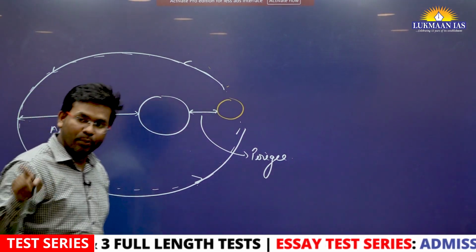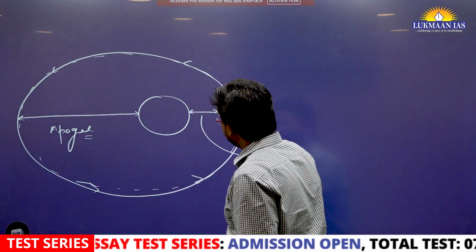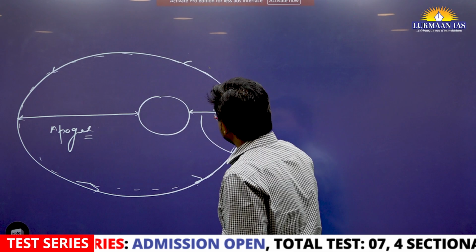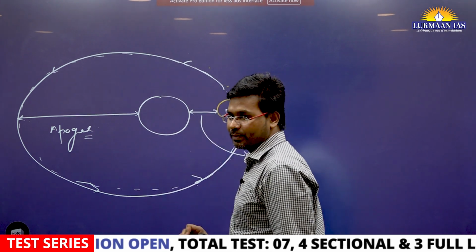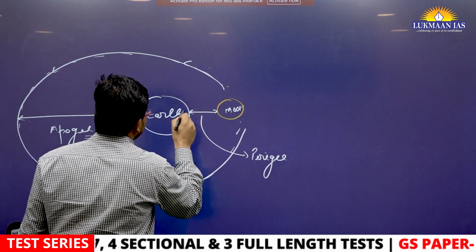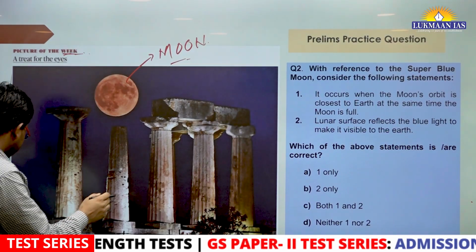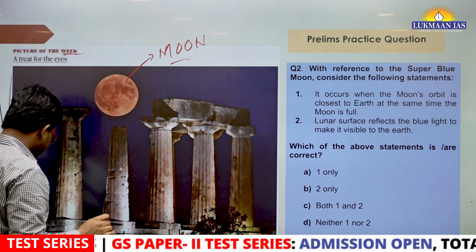So this super blue moon, the second super blue moon that has been seen, this means at this point of time, this moon is closest to the surface of the earth. Okay, so that's why they have named it this way. We have also included a question on this.